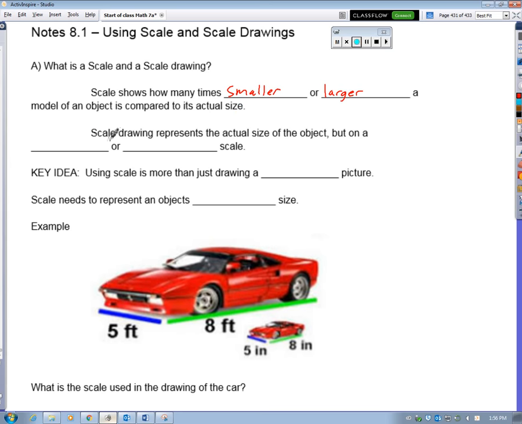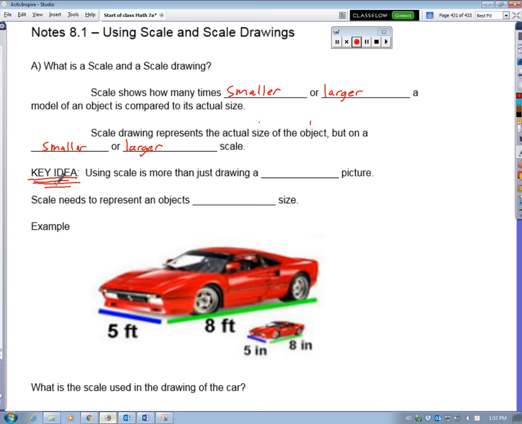What we're going to be working with is a scale drawing. A scale drawing represents the actual size of the object, but on a smaller or larger scale. Okay, so the drawing can actually be bigger than the real thing or smaller than the real thing, but it has to represent the size of the actual object. Okay, here's the key idea with this.